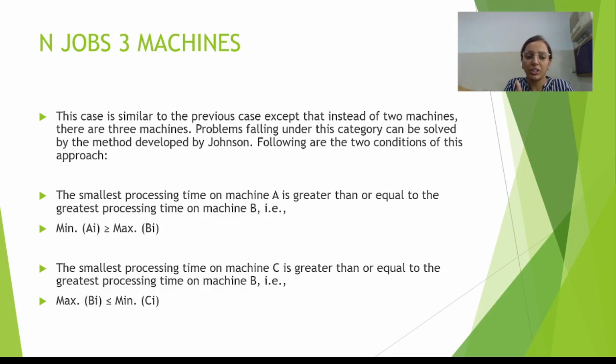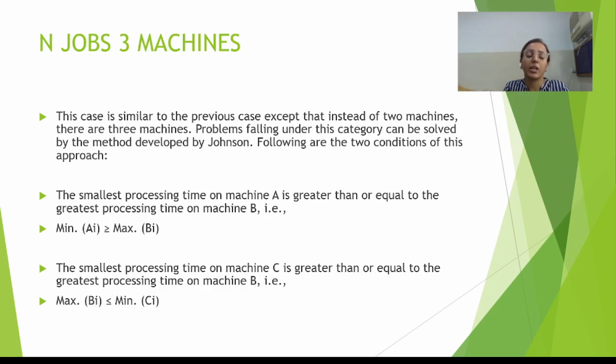The first condition is that we have to find the smallest processing time on machine A. If the smallest processing time on machine A is greater than or equal to the greatest processing time on machine B, this is the first condition. The second condition is that the smallest processing time on machine C is greater than or equal to the greatest processing time on machine B.